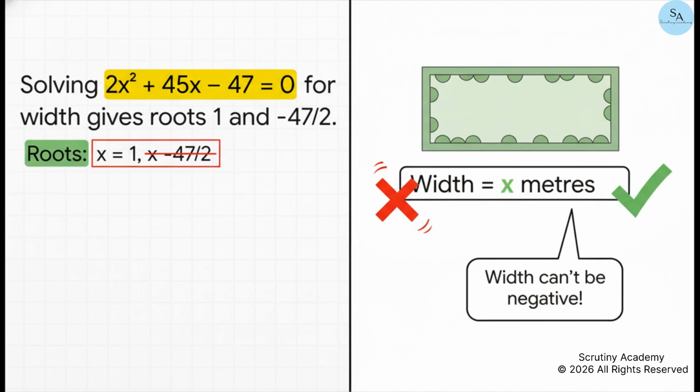Now, just use your common sense for a second. Can a path have a negative width? No way, right? Of course not. So we just ignore the negative root. The only practical, valid solution is that x equals 1 meter. So you see, context is absolutely key.